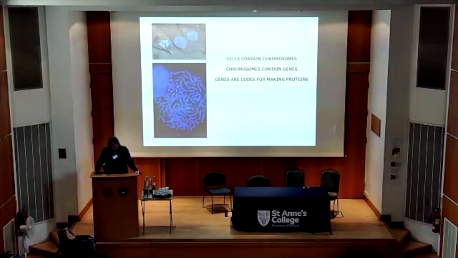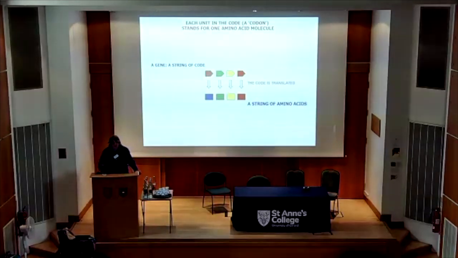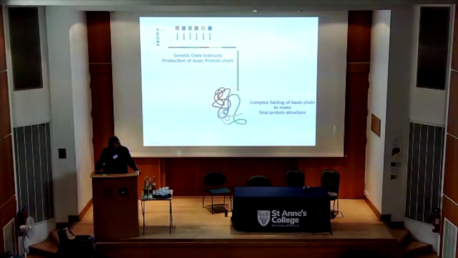Now, cells contain chromosomes. In the picture above, the cell nucleus is stained blue. And if you open it up, you find all these wriggly items in there, which are chromosomes. And these chromosomes are codes for making proteins. The idea is that each unit in the code, which is a codon, stands for one amino acid molecule. So you have a gene, which is a string of code, and it's translated into a string of amino acids. The gene code tells you how to make this basic string, this basic protein. Once it's made, it then undergoes a complex folding process to make the final protein structure.